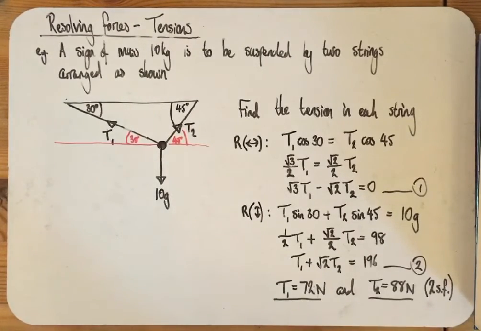If you give your answers to more than 3 sig fig, I think it is, for mechanics, you will get penalised. So just be a little bit careful with that. But in a stats question, you need to still work to 3 sig fig or you'll get penalised in stats. So just, yeah, be sensible about your rounding, please.